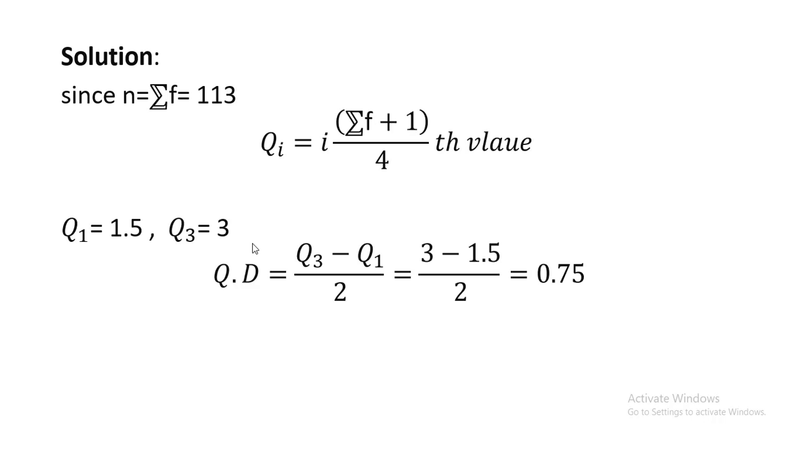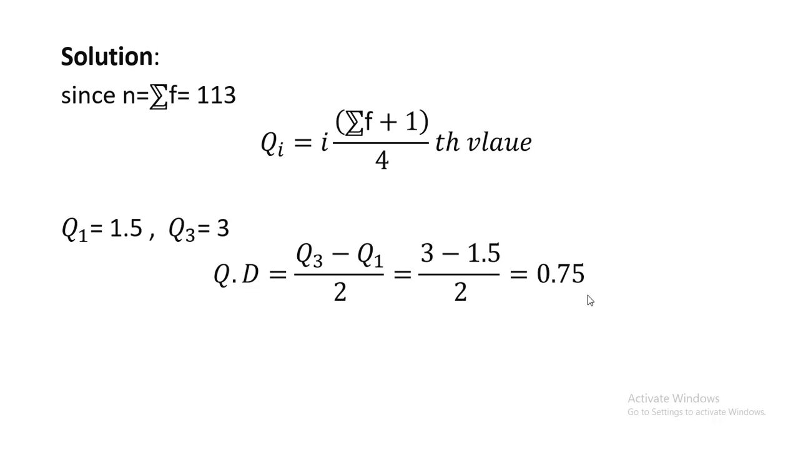Alright, after that the final thing is that we need to use the quartile deviation formula, which is QD equals Q3 minus Q1 divided by 2. In this case it's 3 minus 1.5 divided by 2, which gives us 0.75. So this is how you calculate quartile deviation for a simple frequency distribution.